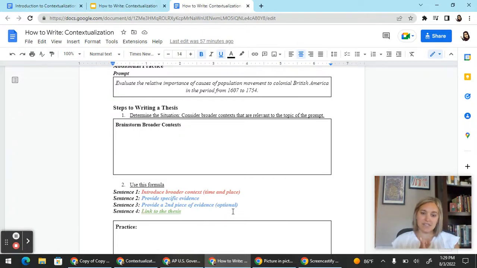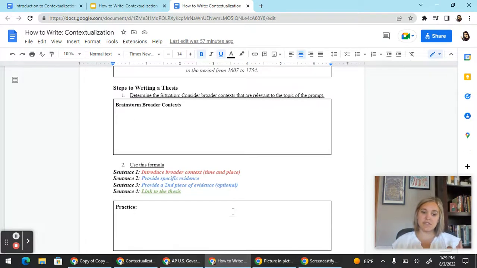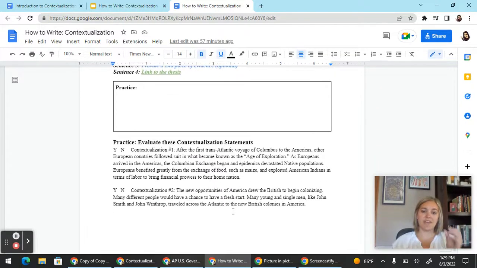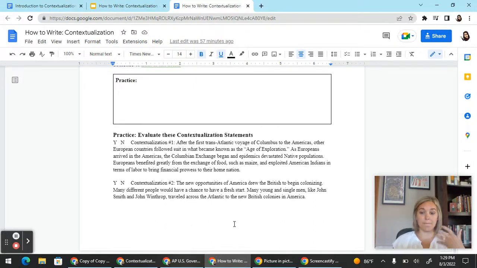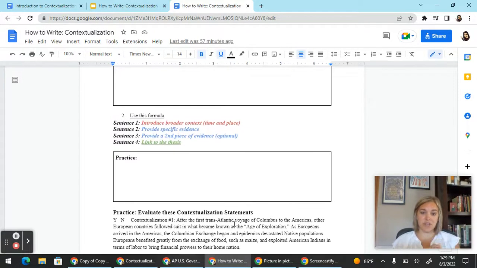Now, this prompt again is an APUSH prompt. However, you could change it to be about Spanish or French colonization, whatever you're focusing on in your class. It's an easy prompt to adapt. Give them time to brainstorm the context, use the formula, and then evaluate contextualization statements. There's no answer or there's no video to go along with this. This is just done on their own, part of that scaffolded approach.